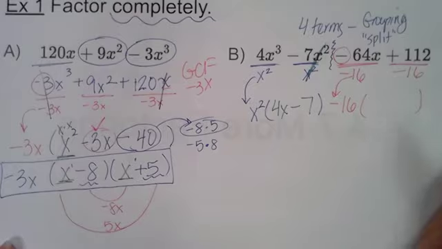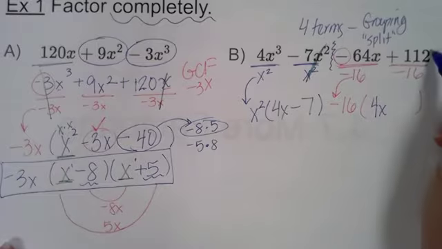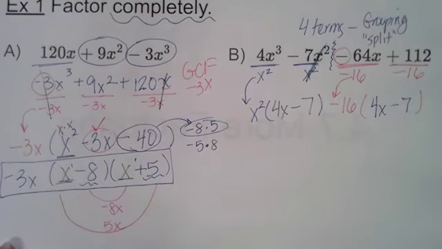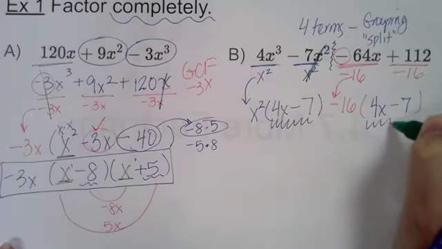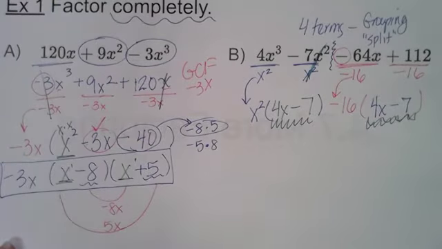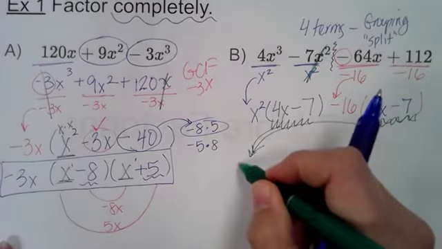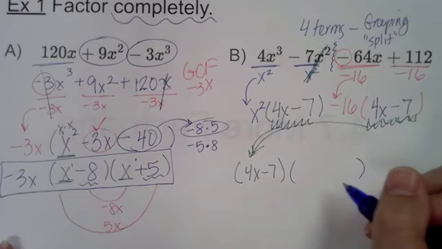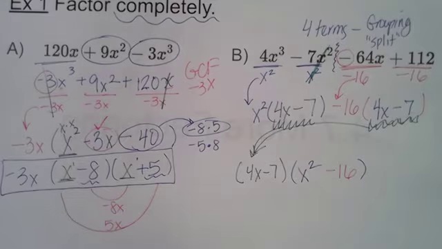And we say, what's left over? What is 64 divided by 16? 4 with an x. Good. 112 divided by negative 16? Negative 7. Good. And now we can see that now they have bubbles in common. That's another greatest common factor here. And again, those common bubbles just move to the front of the line. 4x minus 7. And we see, hey, what's left behind? X squared and that minus 16 there. Great. That was factor by grouping. Are we done? No. Not done. Why not?